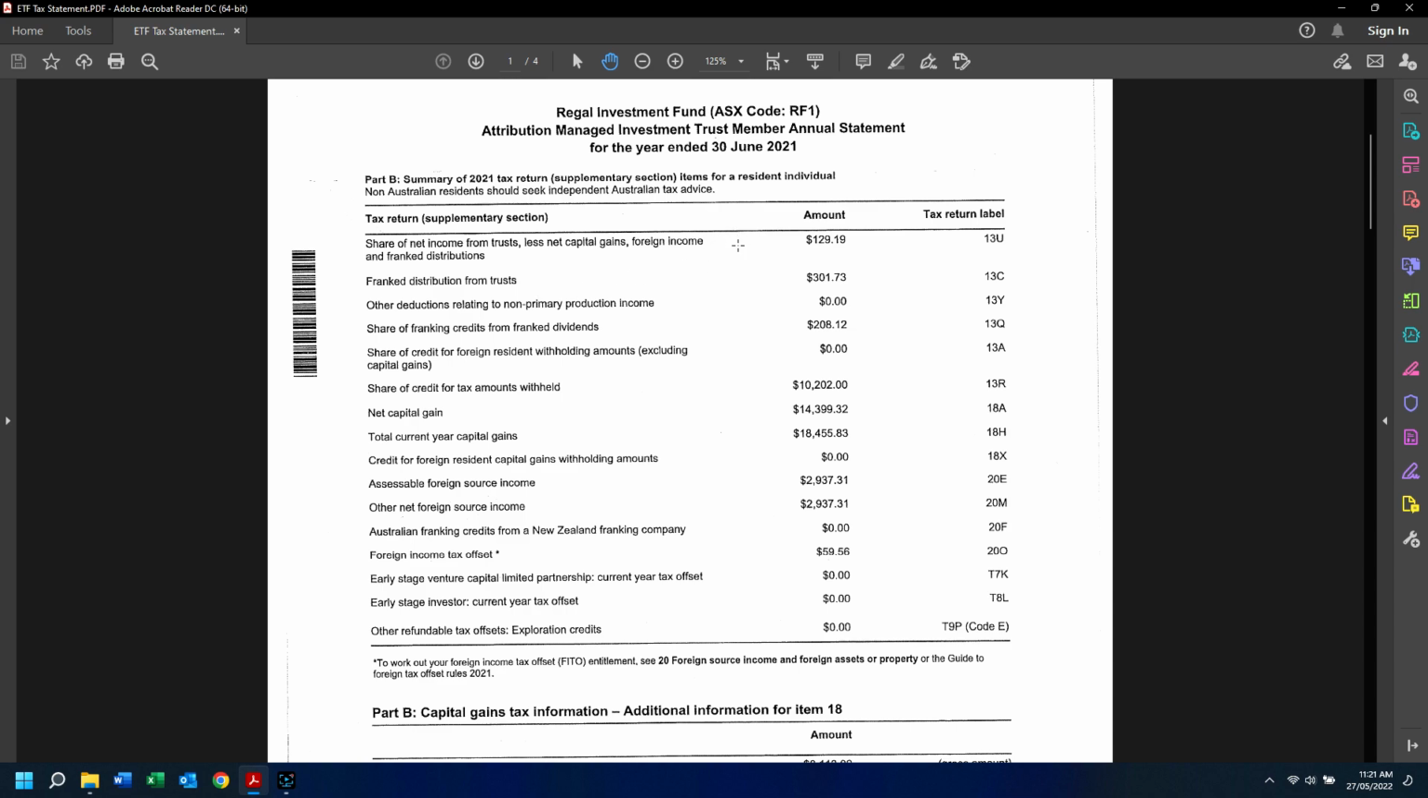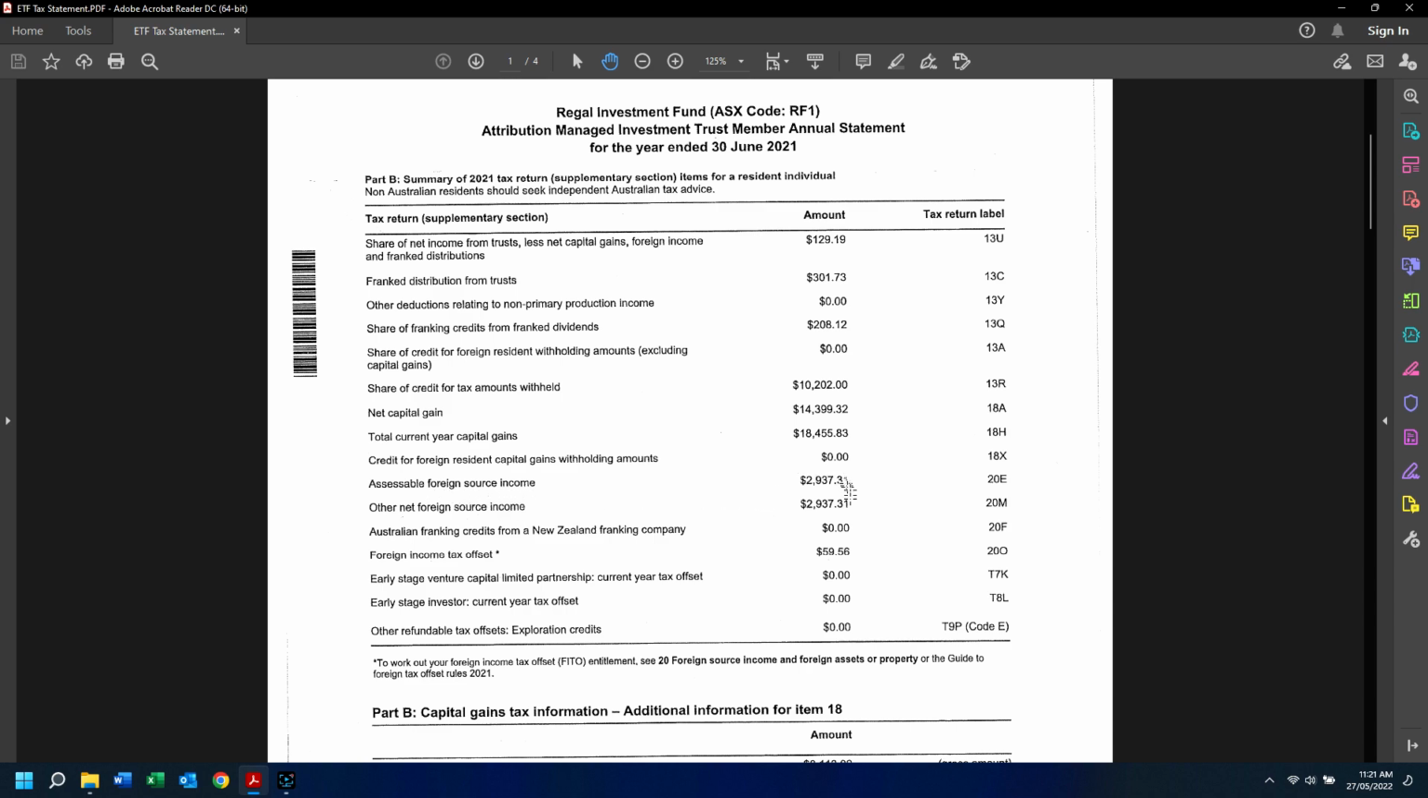So if we look at the items on page 2, we can see there's an item 13 breakdown for the trust income of 129. There's some franked income. There's franking credits. So all of a sudden you're getting more than just cash here. You've got franking credits. So this all goes into play. Then at item 18, it talks about the type of gains you've got. And in this case, it's a discount gain.